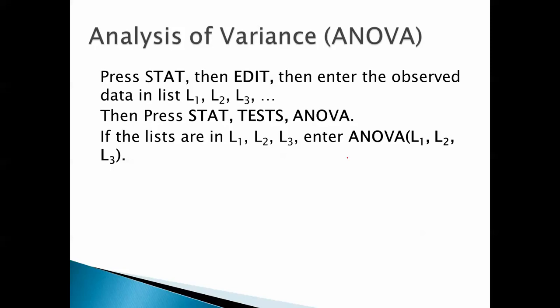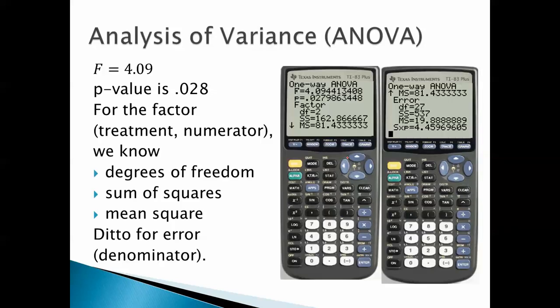Okay, so what you do is you press Stat and then Edit and then enter the observed data in list L1, L2, L3 like we've done before. Then you press Stat, Tests, ANOVA. If the lists are in L1, L2, and L3, you just enter ANOVA, L1, L2, L3. And here's what you end up with.